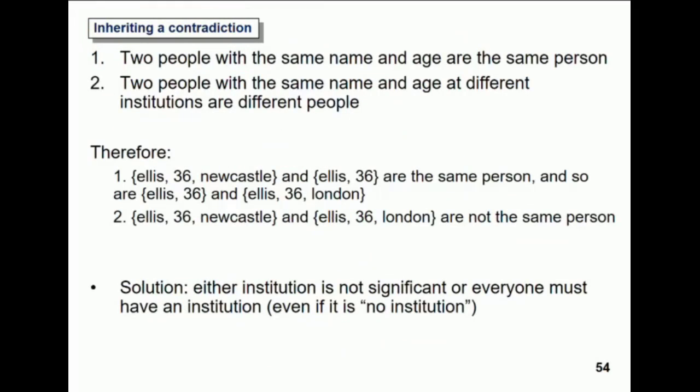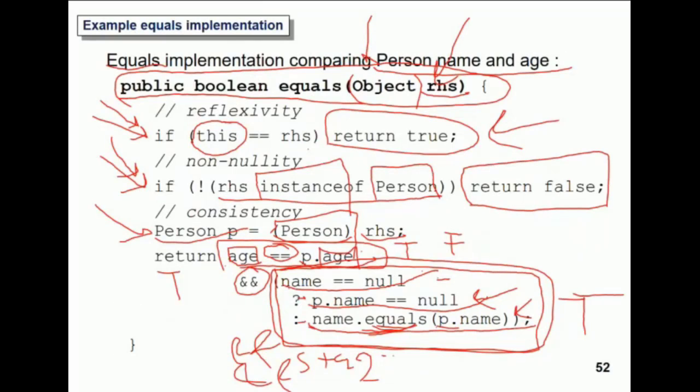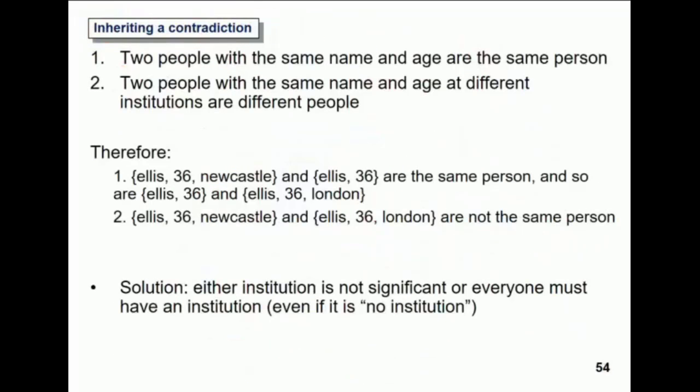Yeah, so this is an example. This is similar to the example that I told you about. When we talked about symmetry and transitivity, this is an example of showing you why you need to put the equals method only at one level in the hierarchy.